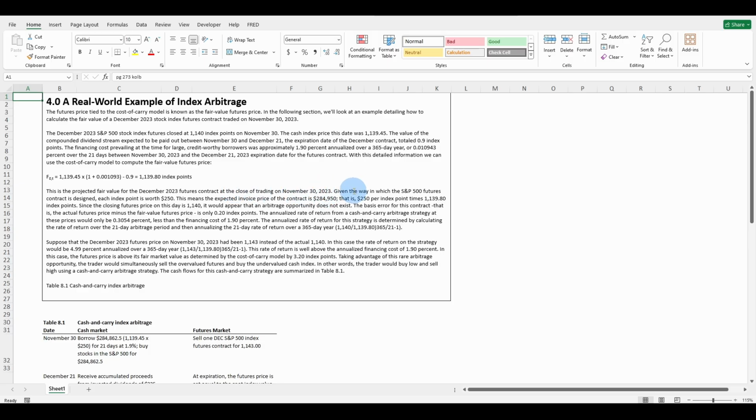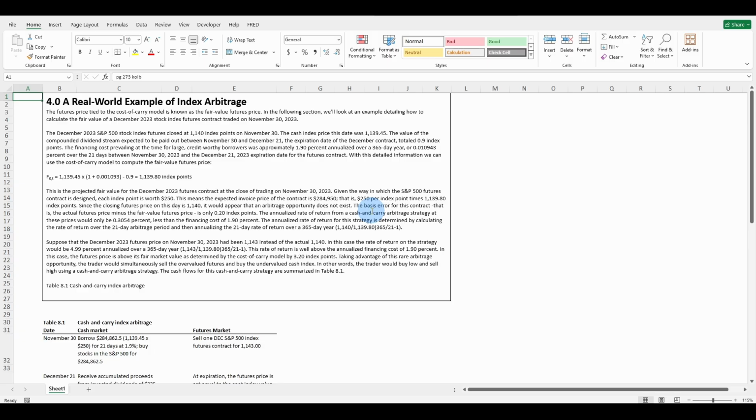Given the way in which the S&P futures contract is designed, each index point is worth $250. This means that the expected invoice price of the contract is $284,950. That is $250 per index point times 1139.80 index points. Since the closing futures price on this day is 1140, it would appear that an arbitrage opportunity does not exist.